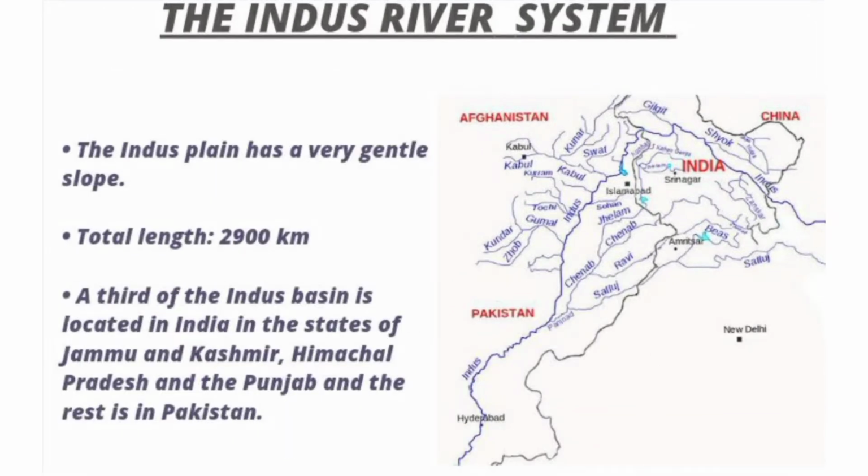The Indus plain has a very gentle slope. Total length is 2900 km. A third of Indus basin is located in India in the states of Jammu and Kashmir, Himachal Pradesh and Punjab, and the rest is in Pakistan.